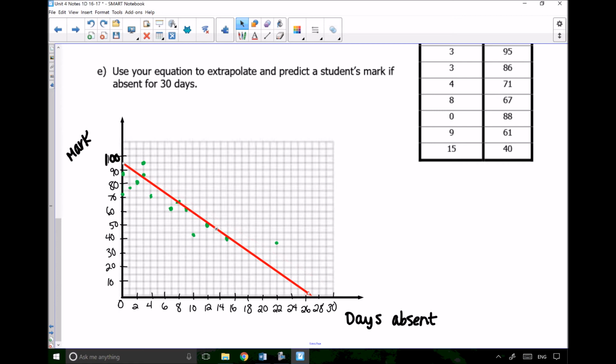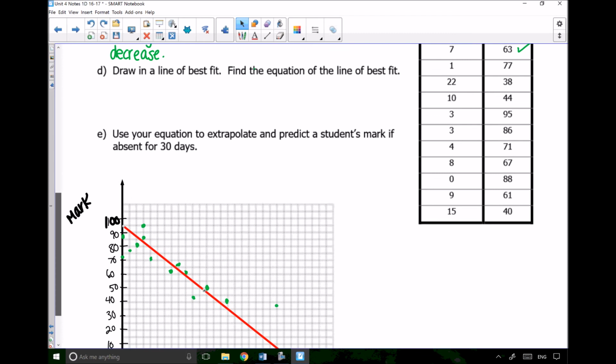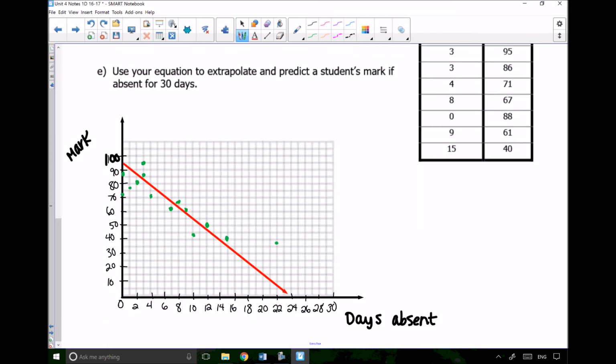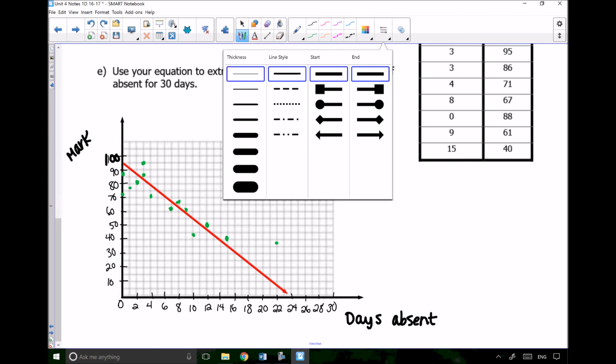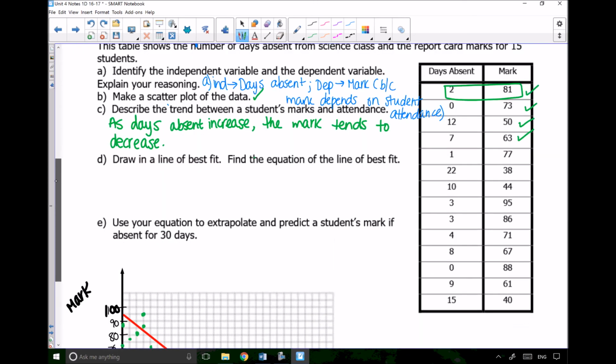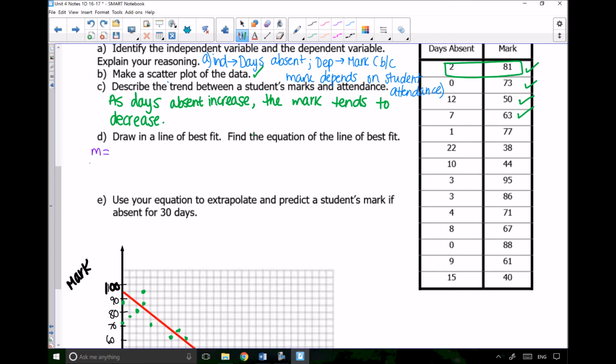This is representing my data in a decent manner right here, okay? So right here, when I take a look at this, this is what I will end up having as my line of best fit. So now the next question is, find the equation of the line of best fit. Well, how do I find an equation of a line of best fit? The exact same way I find any equation at all. I find the m, and I find the b.